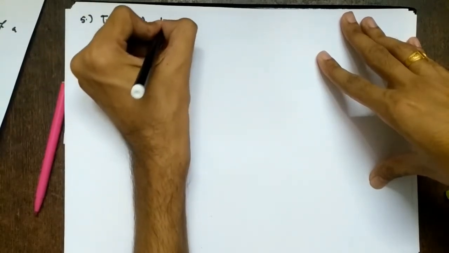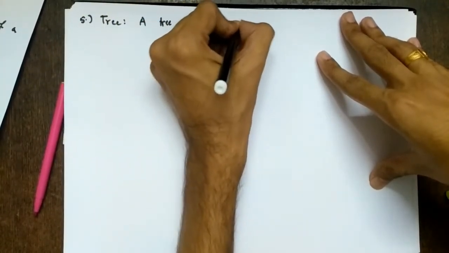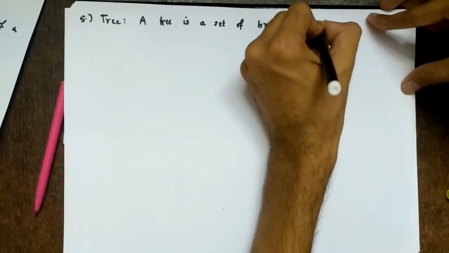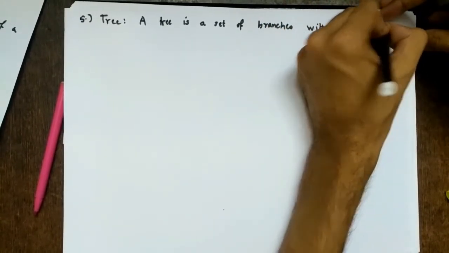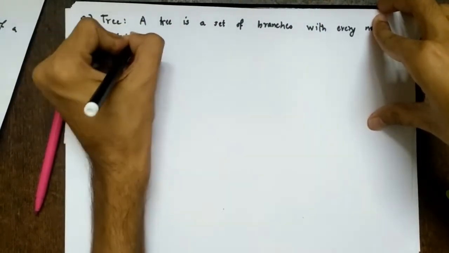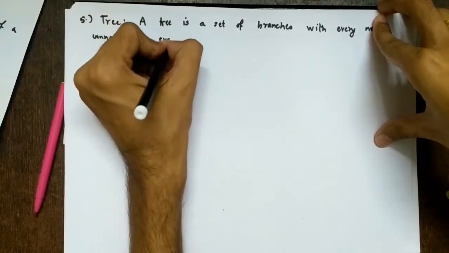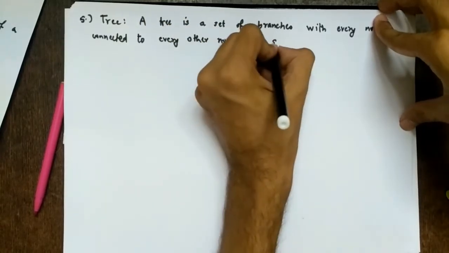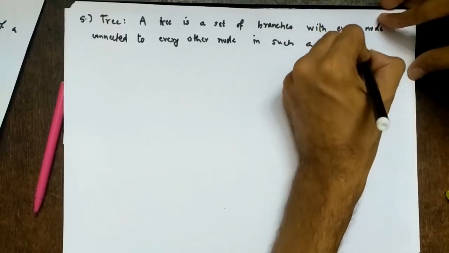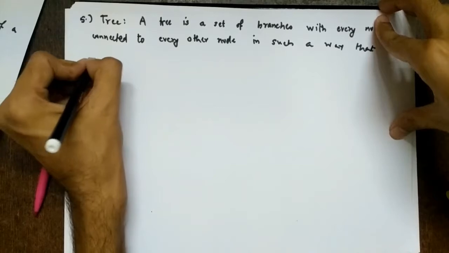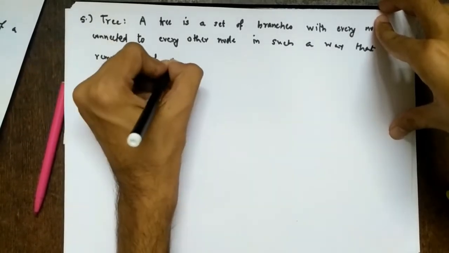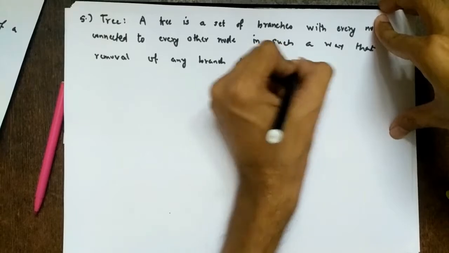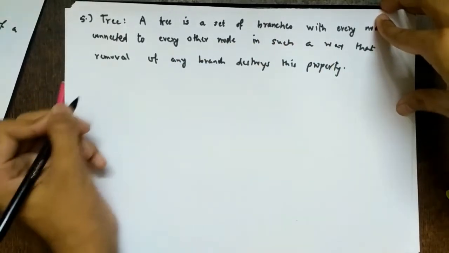A tree is a set of branches with every node connected to every other node in such a way that removal of any branch destroys this property. Okay.